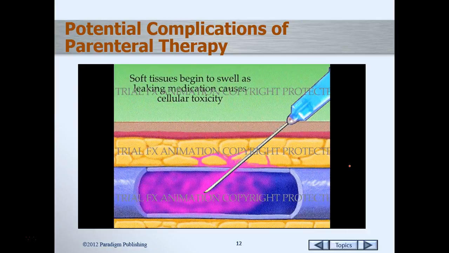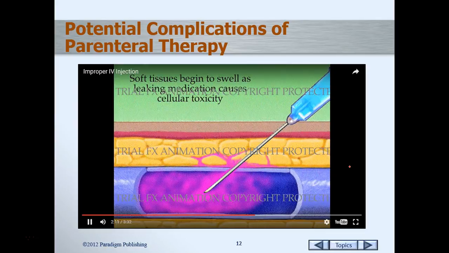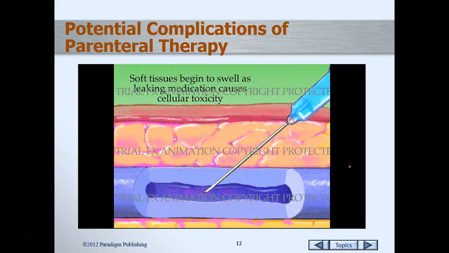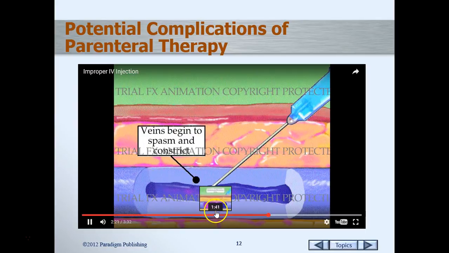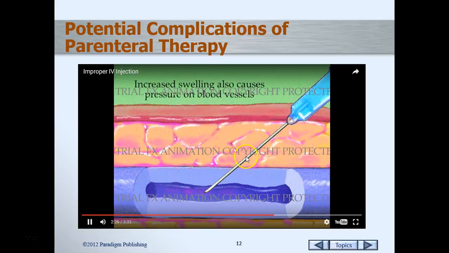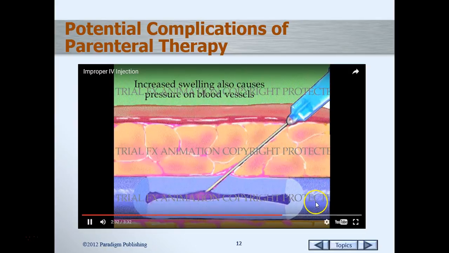And it starts to damage that tissue. It can cause toxicity in the cells, cause swelling and inflammation or cellulitis, which can result in infection. And as it does that, the vein also may swell, phlebitis, causing spasms. And as the tissue above continues to swell, it can actually push down and compress that vein even more, putting pressure on that blood vessel. And at that point, we also have extravasation.